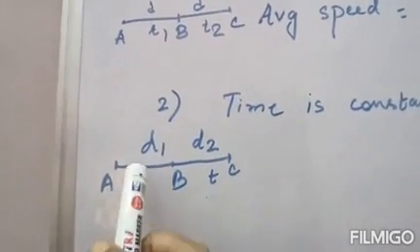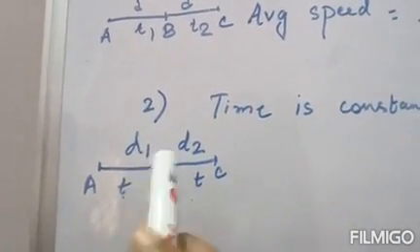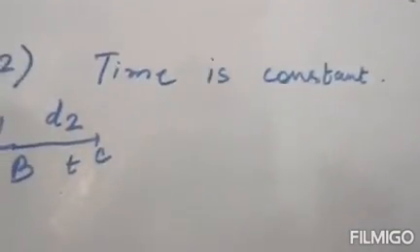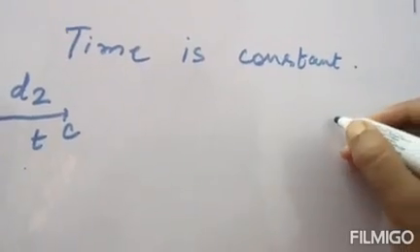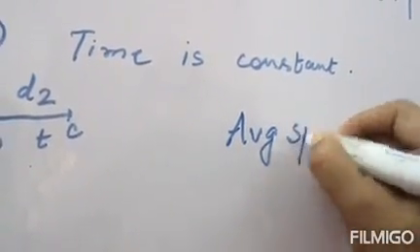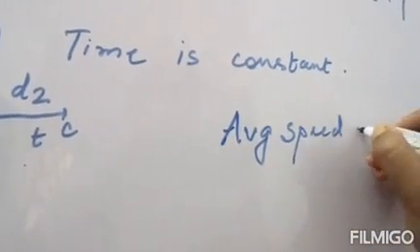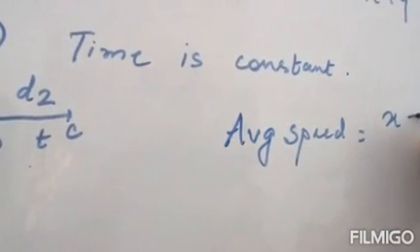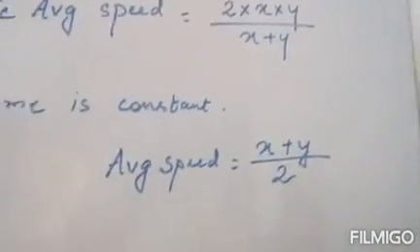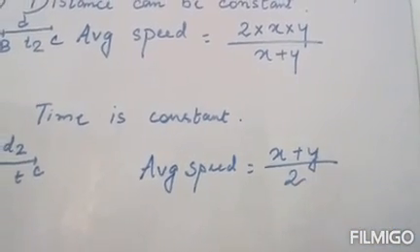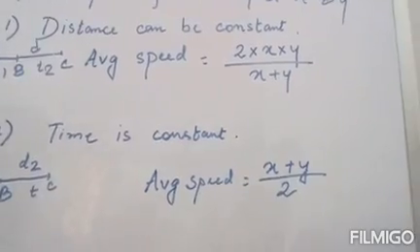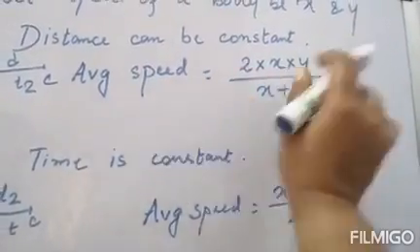Suppose in 1 hour you have covered 16 kilometers, in 2 hours you have covered 20 kilometers, in that way. So in this case, how do you find the average speed? Average speed will be just the addition of the two speeds by 2. Now how do we get average speed in this way?